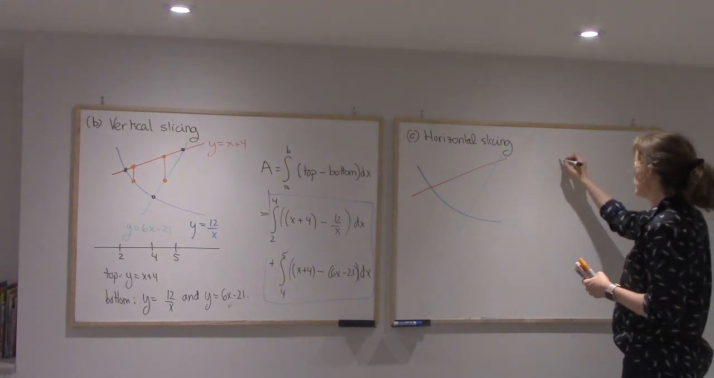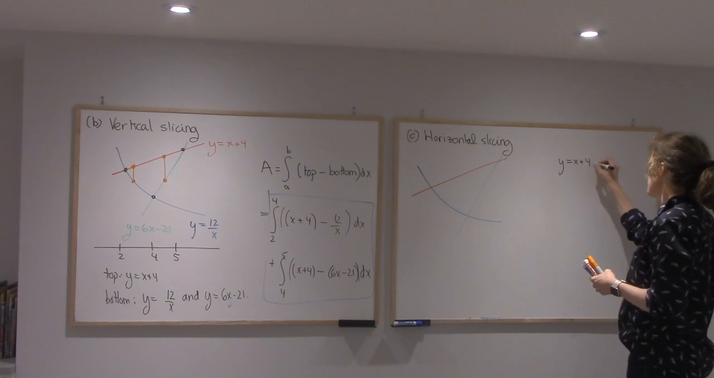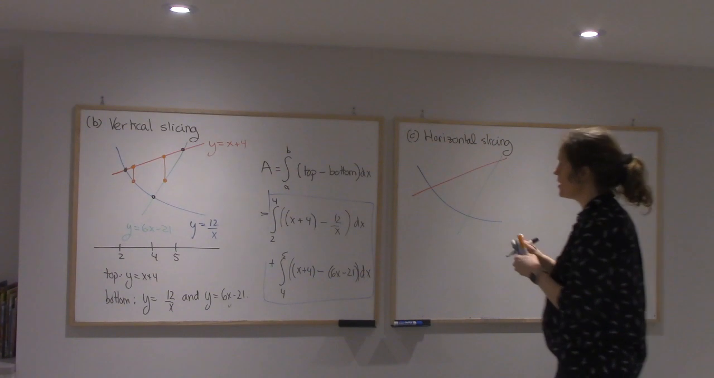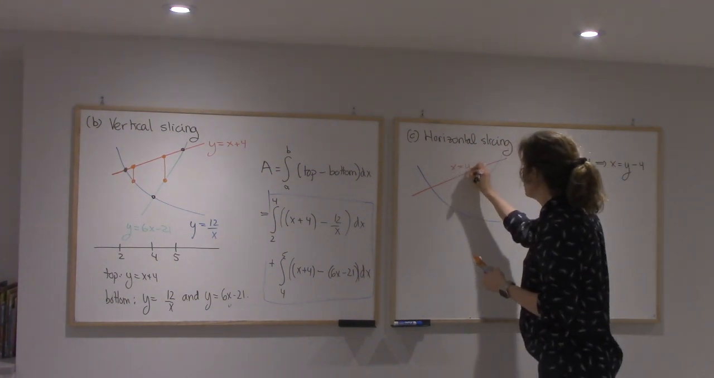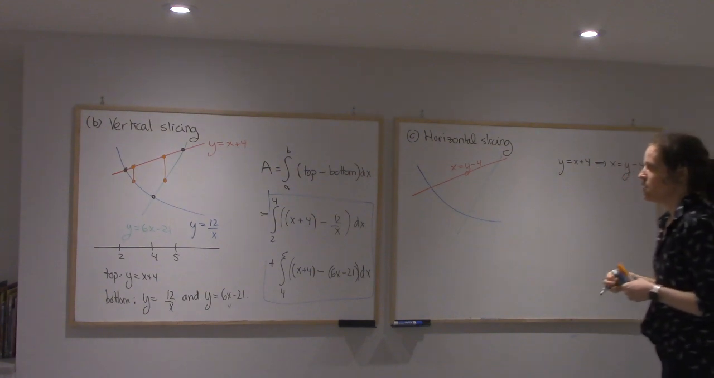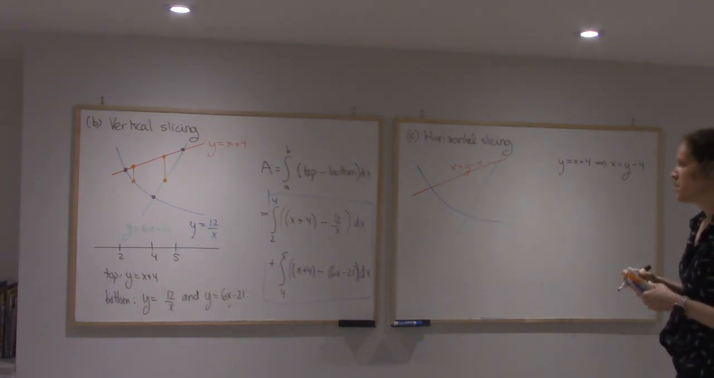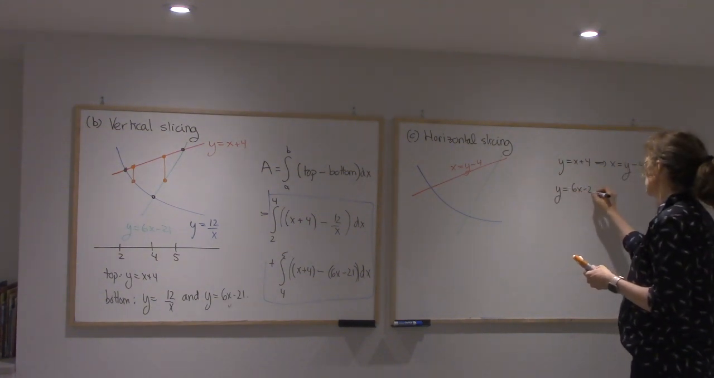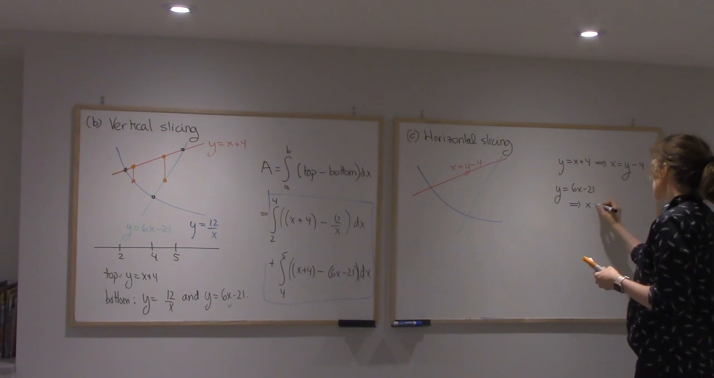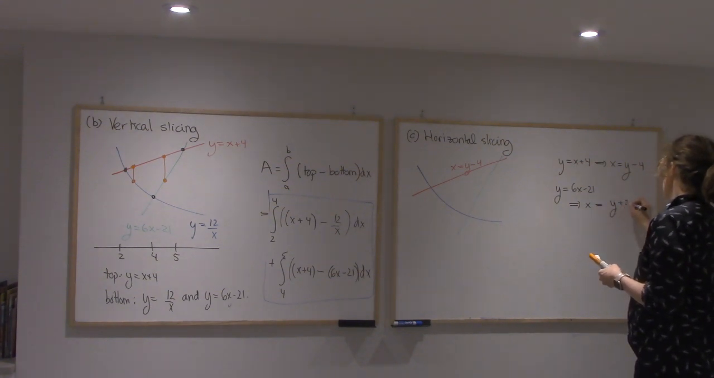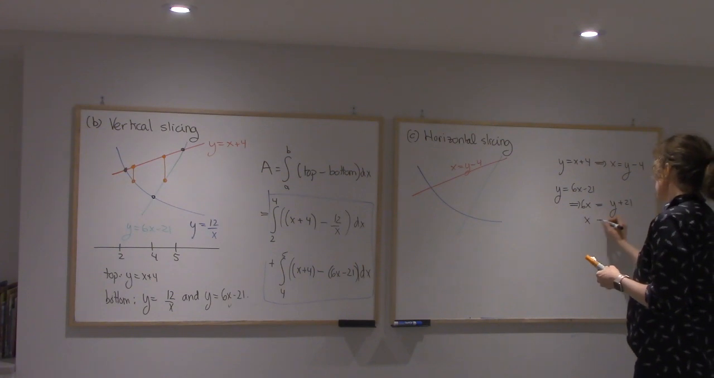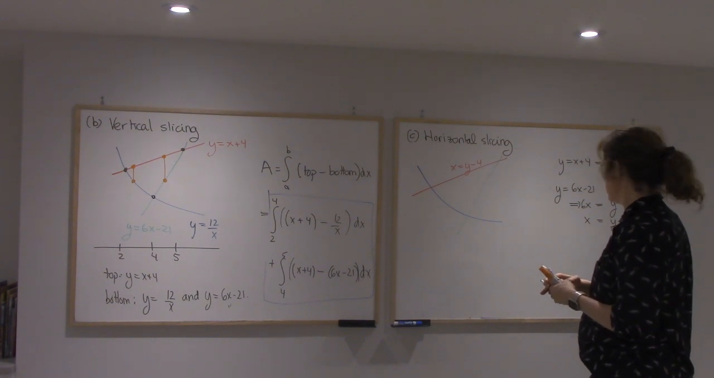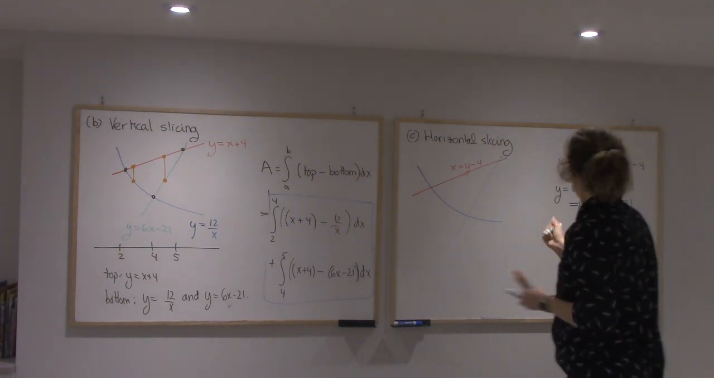So for red, I had y equals x plus 4. I'm going to get x equals y minus 4. So that's the red one. That's x equals y minus 4. Let's do green. Green was y equals 6x minus 21. It's going to turn into y plus 21 equals 6x, so x is y plus 21 divided by 6. So that one would be green.